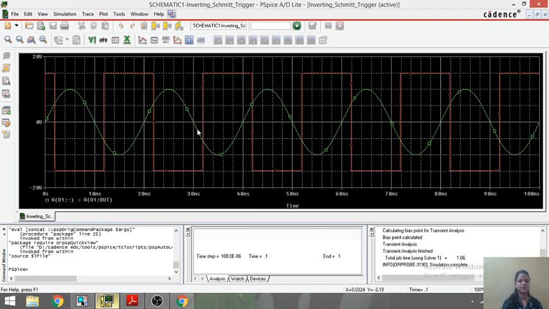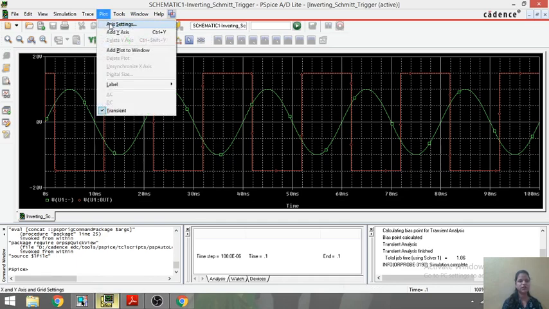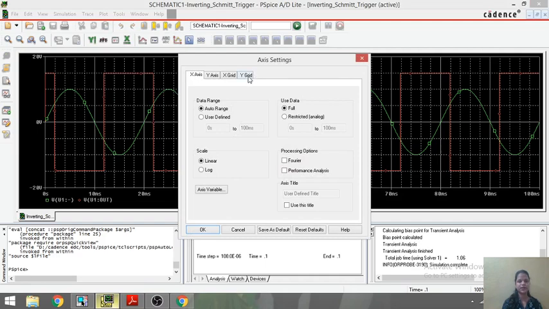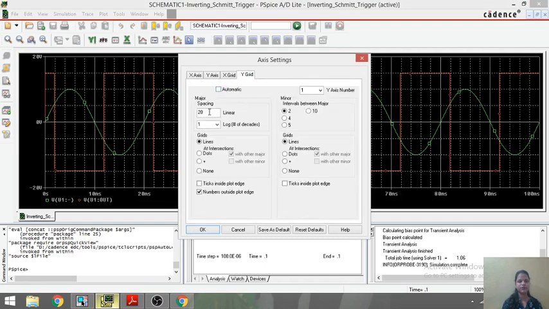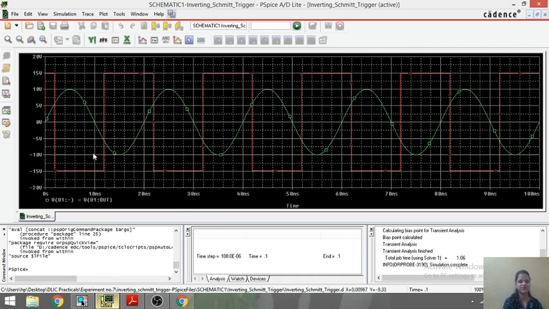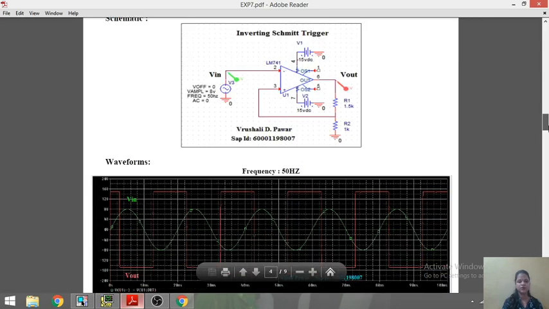So here you can see the green is the input waveform and the red one is the output waveform of an inverting Schmitt trigger. If you want to change the scale, go to here, axis settings, and here you can untick automatic and place whichever scale you want. Then you can see the scale here. So next, this is a wave.